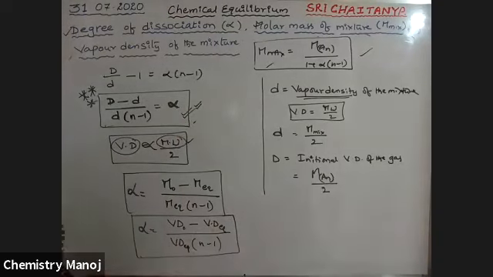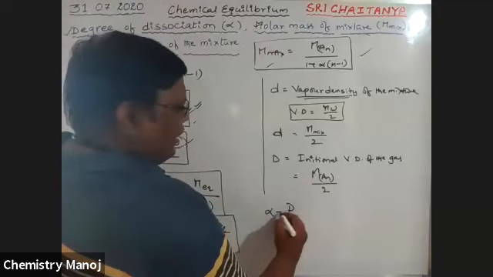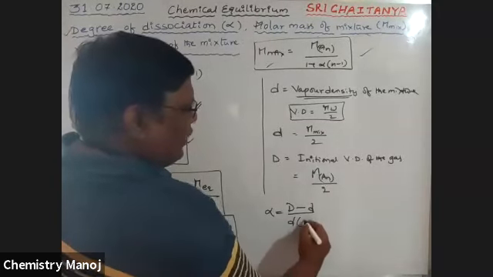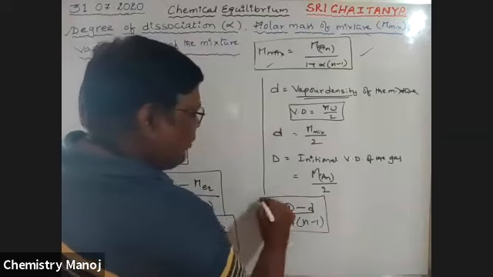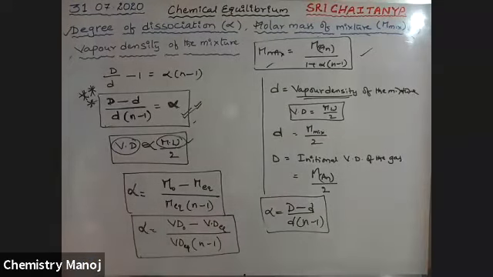No need of derivation. Alpha is equal to capital D minus small d by small d into n minus 1. This is sufficient, my dear boys. At least try to remember this formula. It is very, very important.